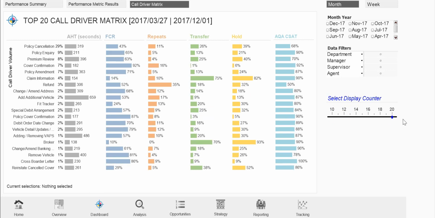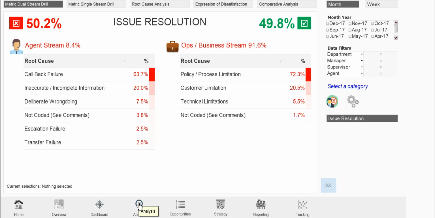Once you have identified which top call drivers to focus on or which performance metrics have a negative effect on the business or customer satisfaction, you can then dive into the analysis piece. The analysis piece allows for root cause analysis against each performance metric that is captured as part of the framework. In the example in front of you, you can see that with issue resolution, there is a primary layer drill down in terms of key impacting factors. In this particular example, 49.8% of issues were resolved on first call.